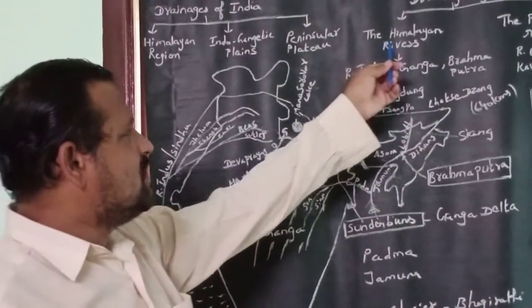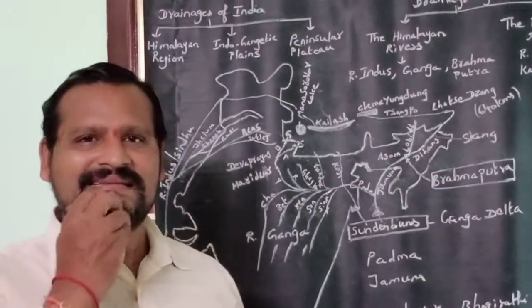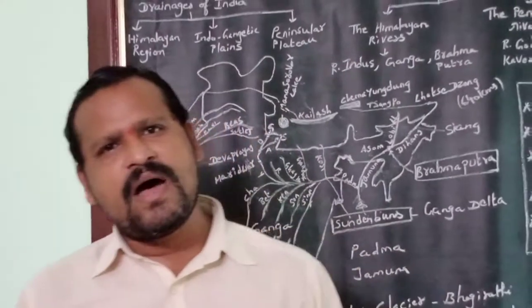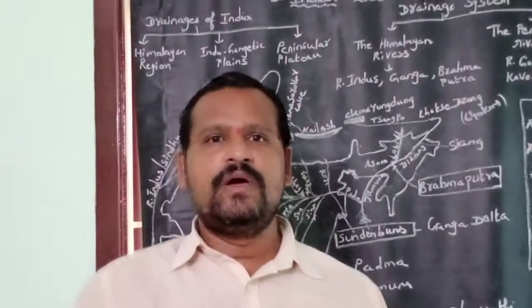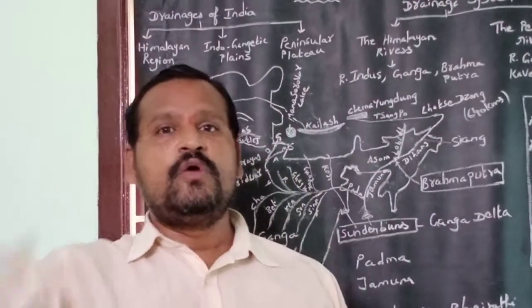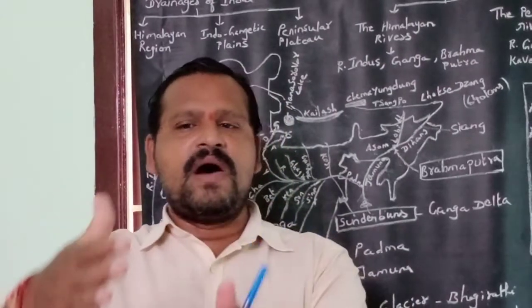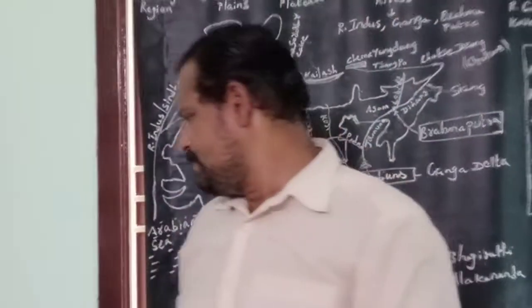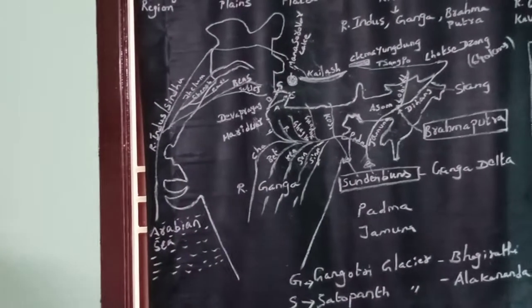Okay children, these Himalayan rivers have meanders. Meanders means what? When the water in the Himalayan River rises up due to heavy rainfall, at that time, the water in the Himalayan River takes a new way. The water flows in a new path, like a snake. That is called meanders.